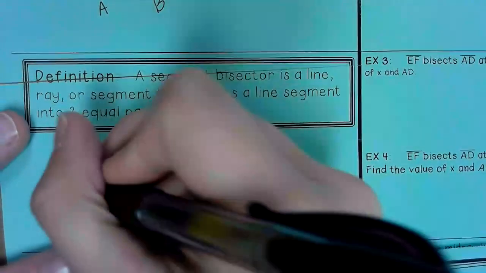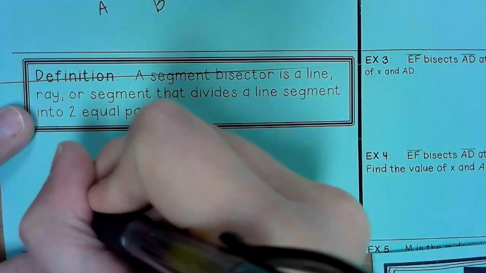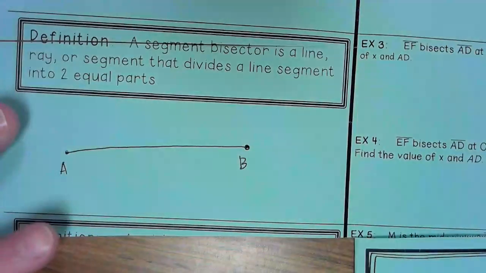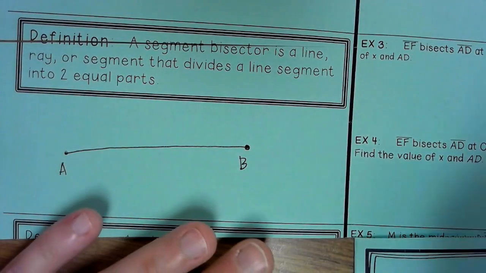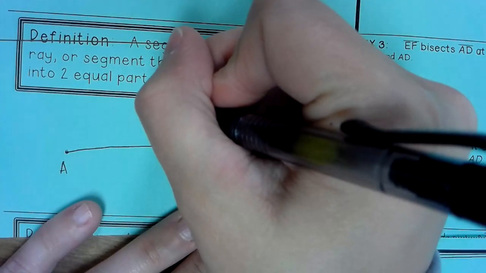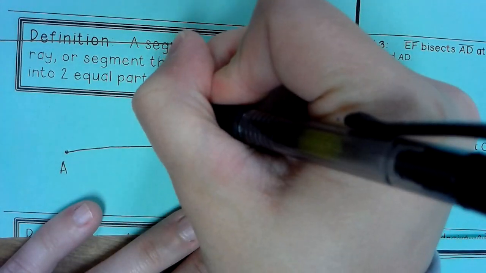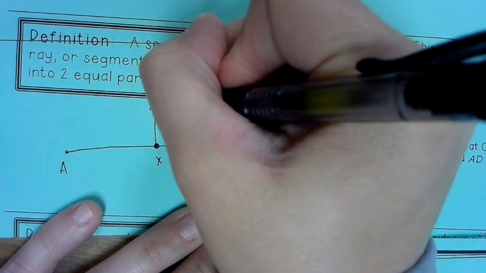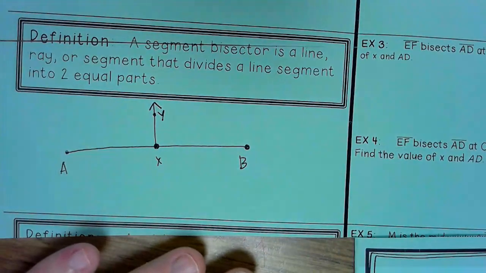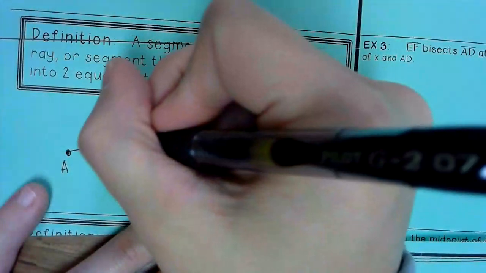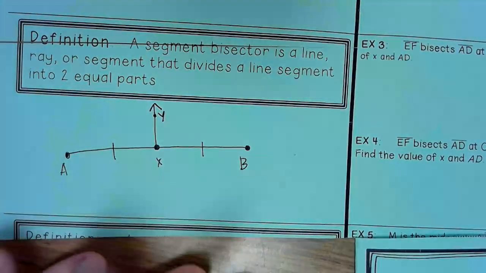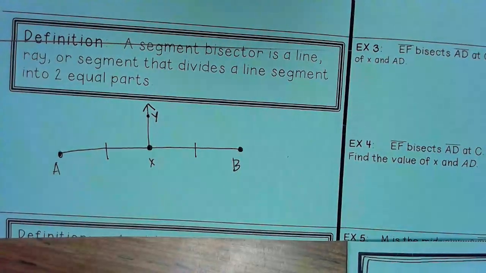Okay, so here's my line segment. We'll call it AB just for fun. And a segment bisector is either a line, a ray, or a segment that divides it. So let's make it, how about a ray? Here's a ray. We'll call this ray XY. And it cuts it into 2 equal parts. Remember, I told you the other day, if something is cut into 2 equal parts, it has to be known. You have to tell me. And so remember, those marks mean that those 2 things are the same measure.